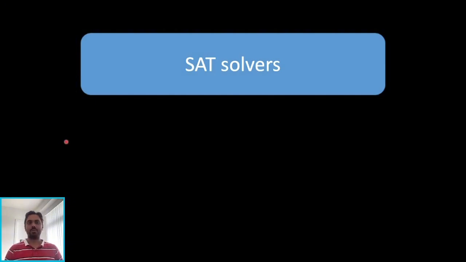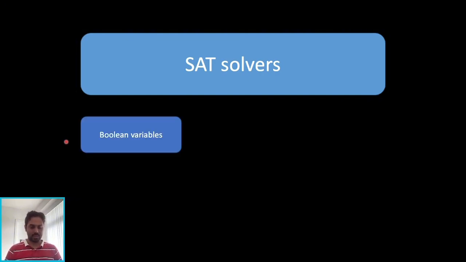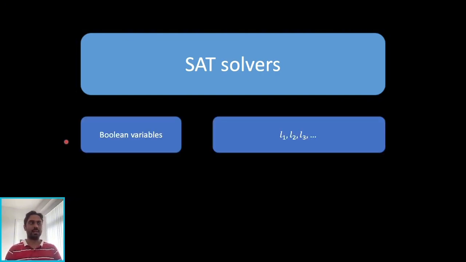Okay, so unlike MILP solvers, SAT solvers don't have general linear constraints, and they in fact don't even have general integer variables or continuous variables. So they only have Boolean variables, and we'll denote them by L1, L2, L3. Sometimes they are also called literals. That's why we are using the L symbol for denoting them.